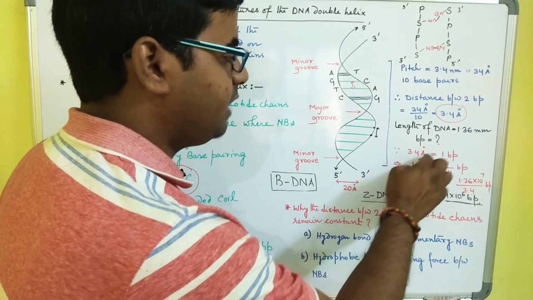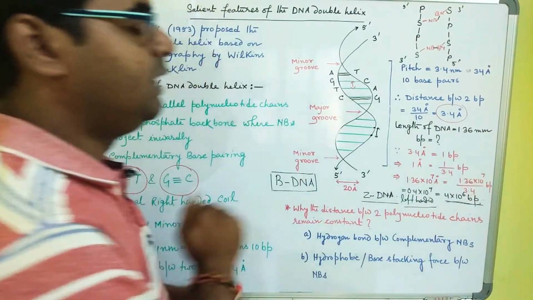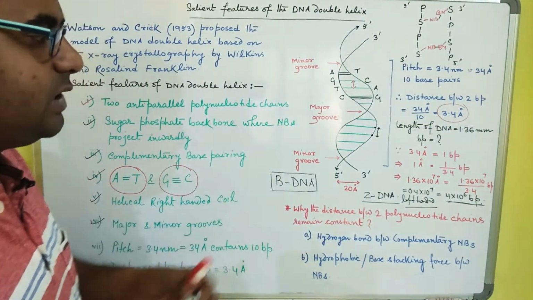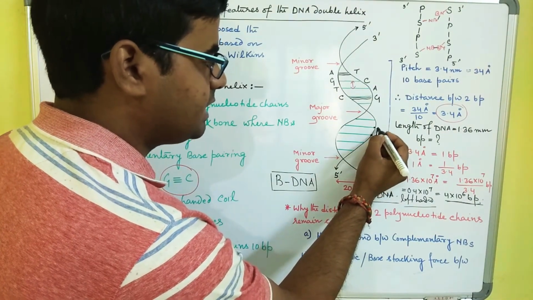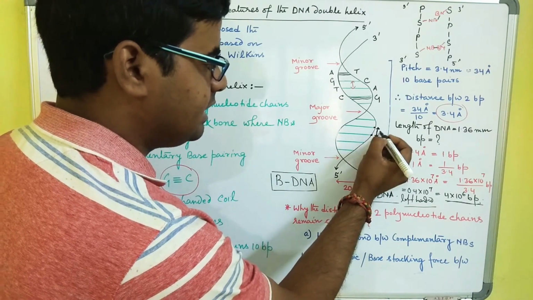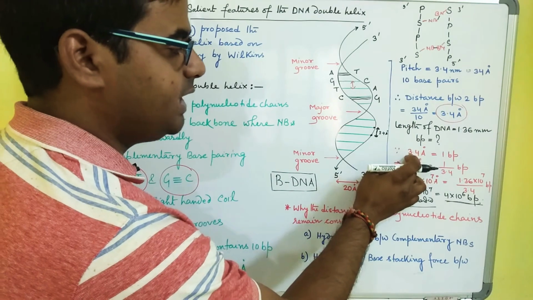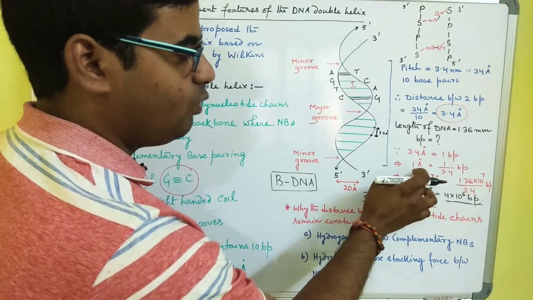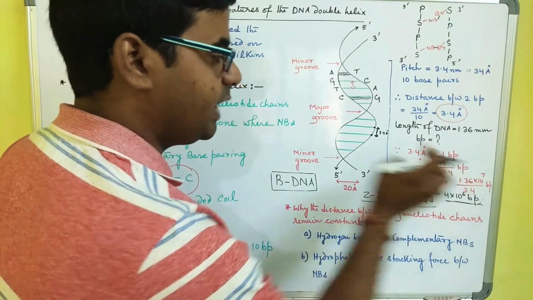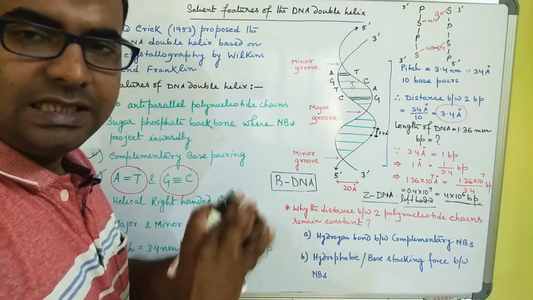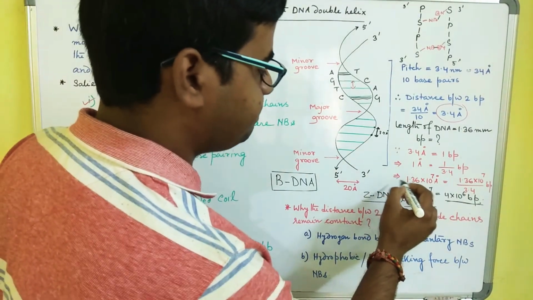We know that 3.4 angstrom means the distance between two base pairs or the distance between two nitrogenous bases. So suppose this is the distance between two nitrogenous bases. So this distance is 3.4 angstrom. So 3.4 angstrom means one base pair. That means 1 angstrom distance will be covered by 1 divided by 3.4 base pair. This is a unitary method. You might have understood very easily.